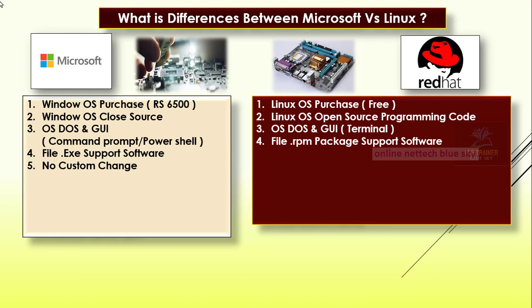Fifth is no custom change, because this is a closed source operating system. Closed source means you cannot change any software. You cannot enter any new facilities or new features, because you are limited. As a user you are limited, whether you use a server or anything else, because the decisions are taken only by the Microsoft operating system developers, the Microsoft company's operating system engineers and developers only.